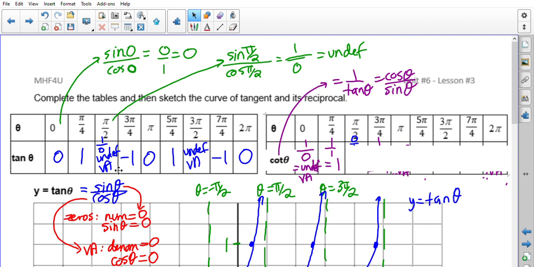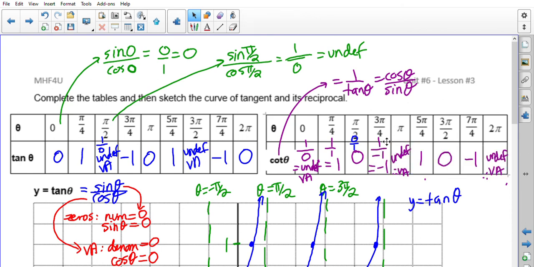Cotangent of pi over 2. So I'm going to go to pi over 2 here. It used to be 1 over 0. So that means its reciprocal is going to be 0 over 1, which is going to be 0. Okay, so 0 over 1 is okay. You're going to do this for the rest of the values.